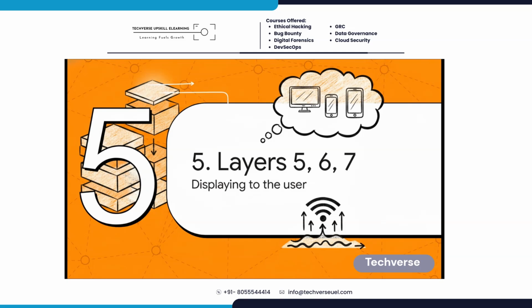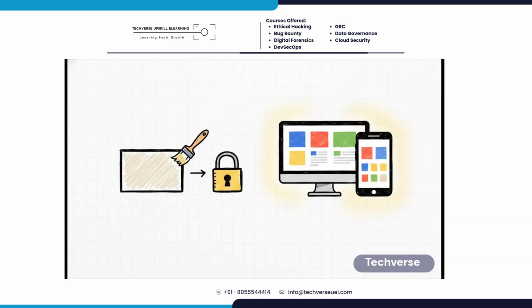Almost at the top, Section 5, Layers 5, 6, and 7, displaying to the user. These are the session, presentation, and application layers. Now, from a purely network engineering perspective, these top layers handle the final steps before data is actually displayed to you, the user. They deal with all the formatting, the encryption, and specific application commands. In the hardcore networking world, because the primary job of actually delivering the data is already done, folks often just group these together simply as L5 through 7.